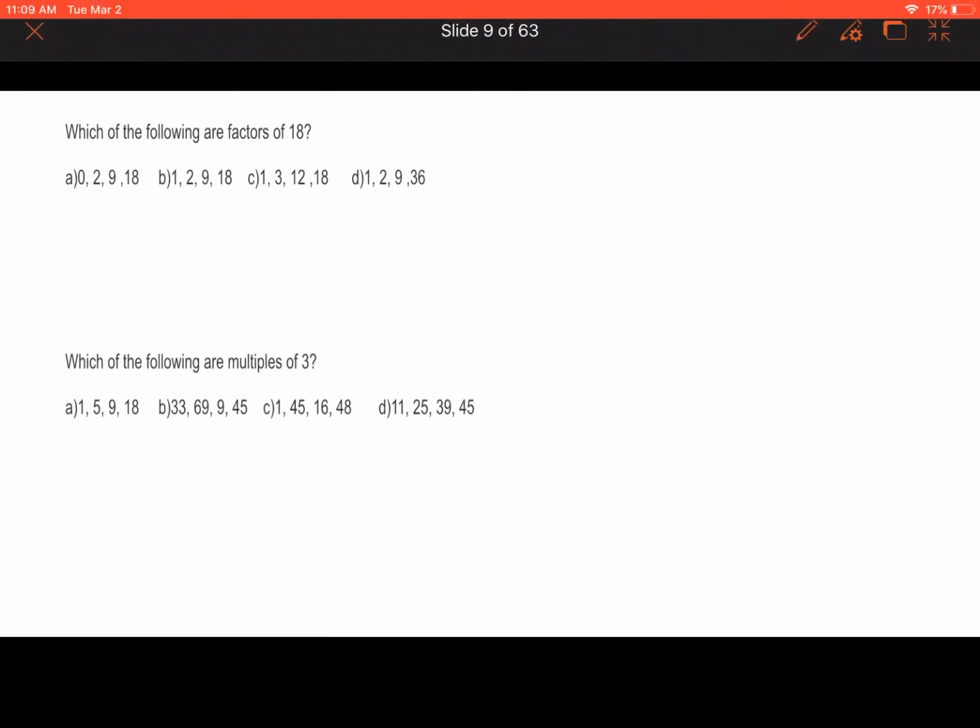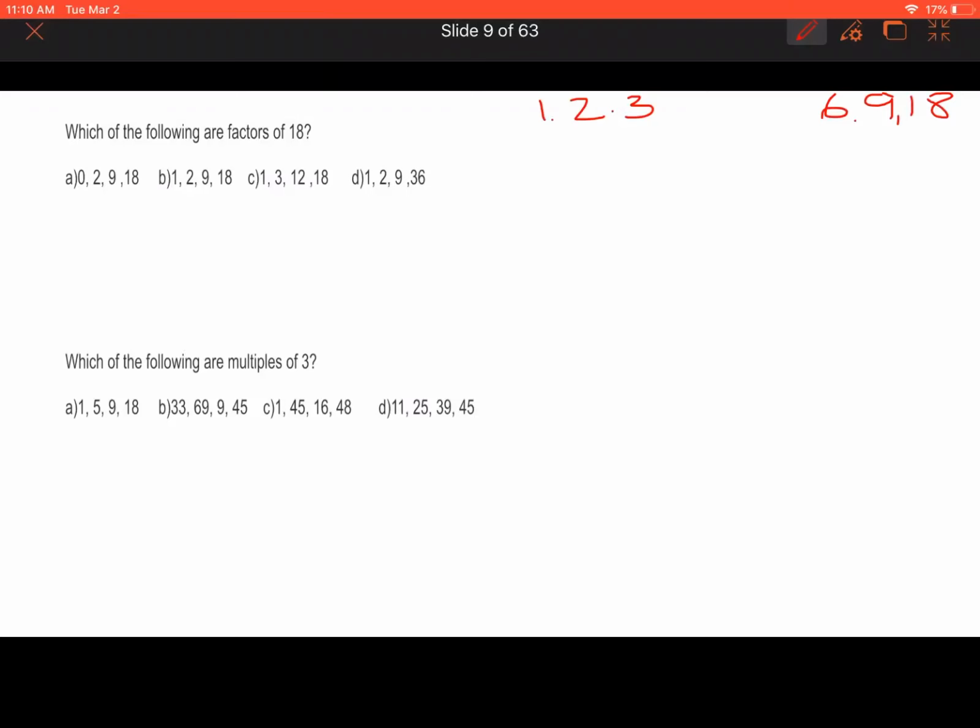Which of the following are factors of 18? Okay, I'll use all the 3 methods to find the factors, but you have to use only the one method which is comfortable for you. So 1 and 18. Does it have a factor of 2? Yes. 9 times 2 is 18. Does it have a factor of 3? Yes. 6 times 3 is 18. Does it have a factor of 4? No. 5? No. Already 6 is there. So there are going to be 6 factors: 1, 2, 3, 6, 9 and 18.